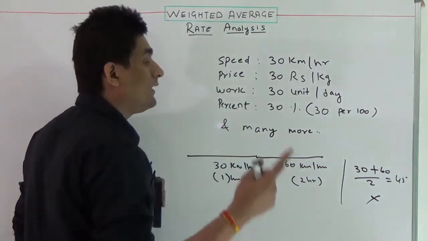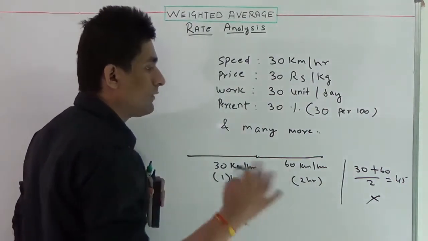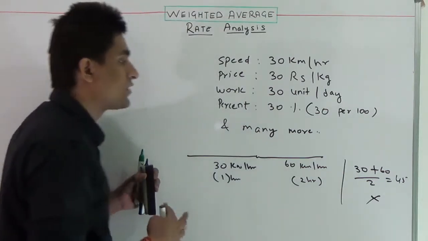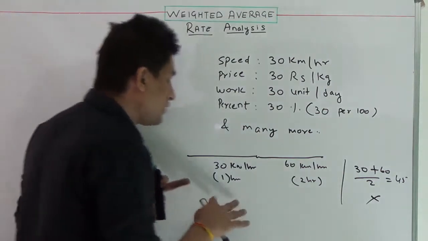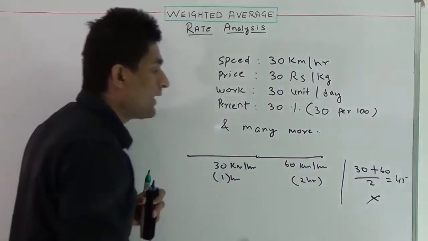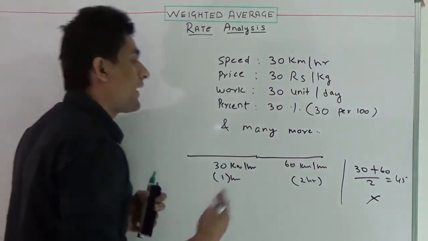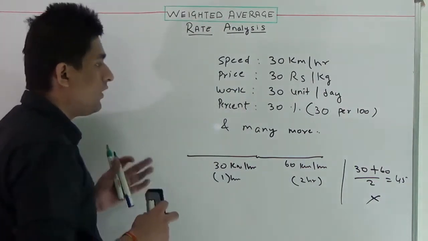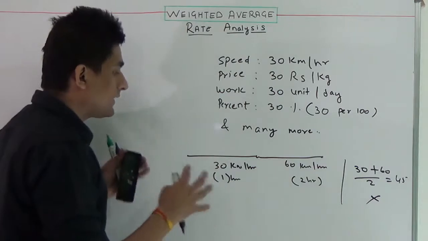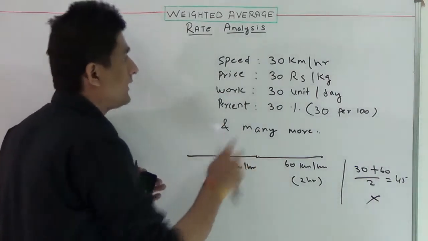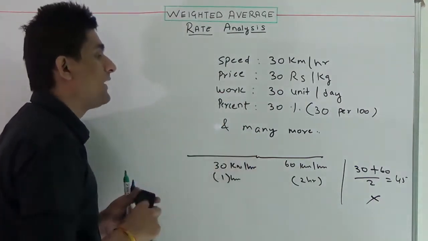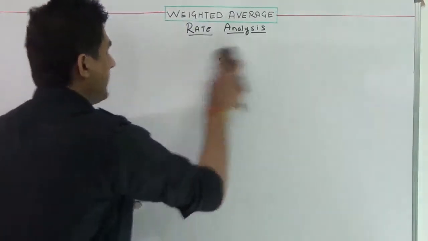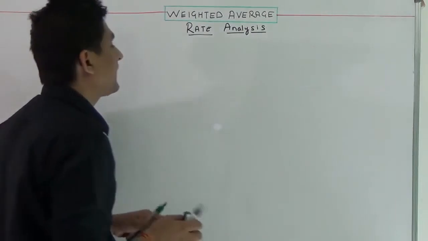Why is this the wrong method? Because I have not applied the basic formula, the sum of all observations over the total number of observations. I have already discussed this in the previous lecture. In order to solve this question, I should use the weighted average concept, or I should use allegation to solve this question. Now I'll discuss how these rate quantities can be solved with allegation. For an example, I'm taking the same example again.